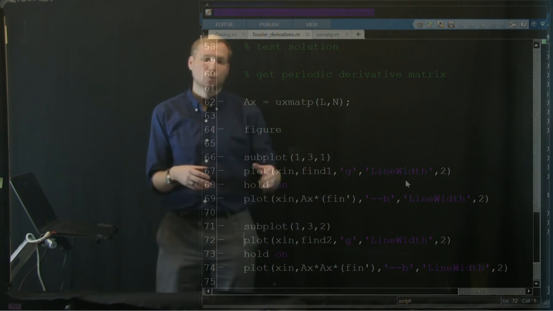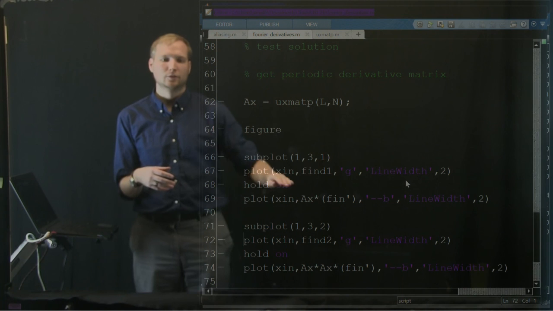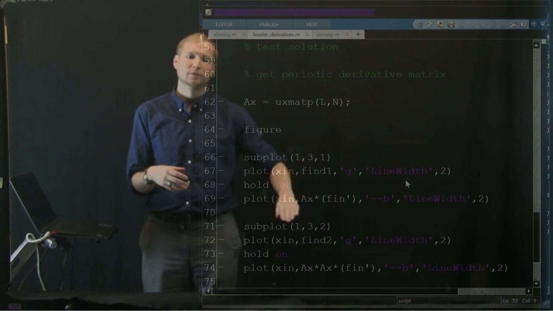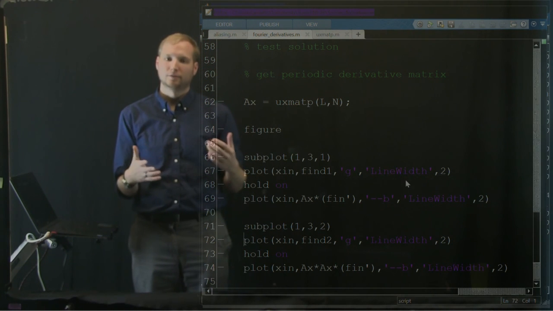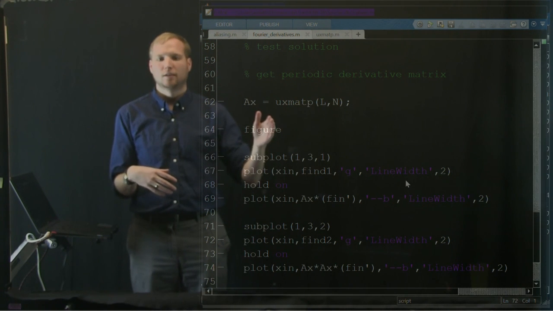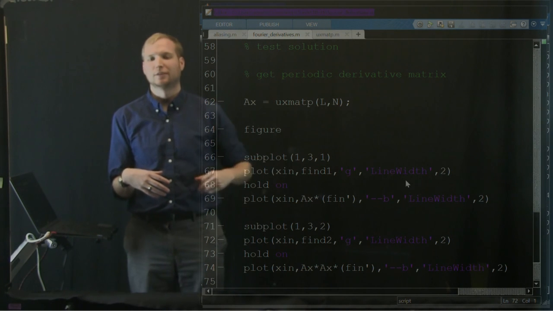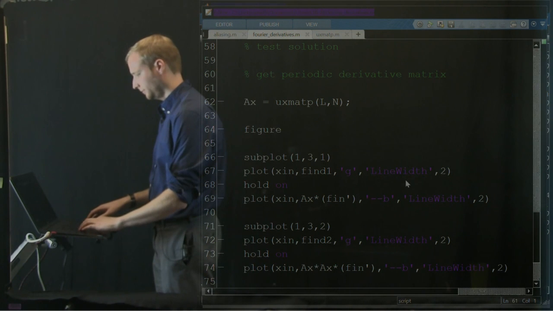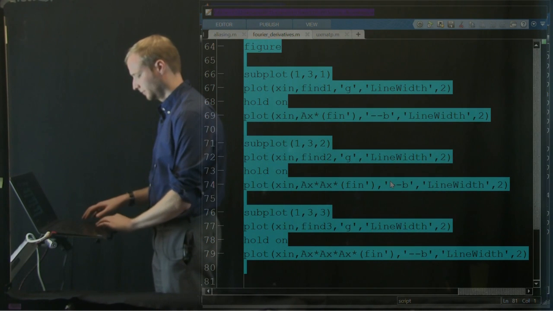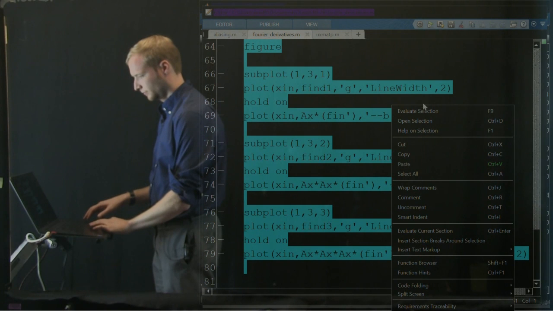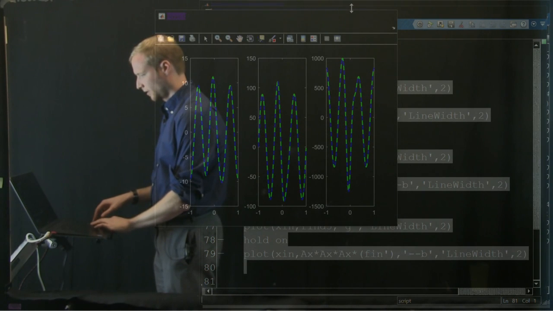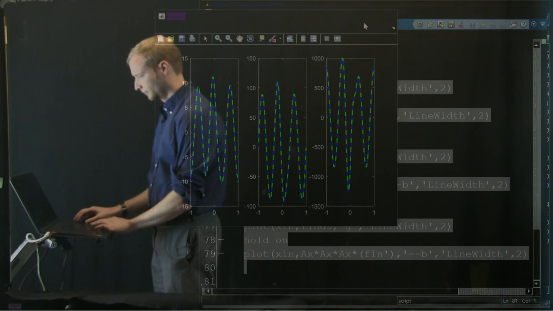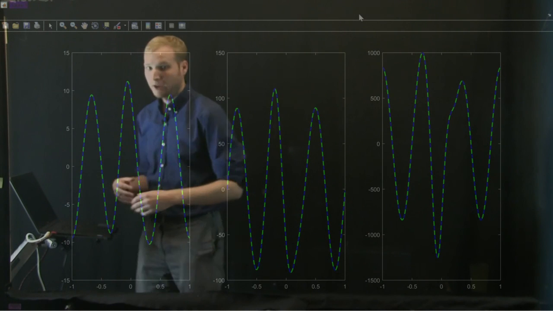Then we're going to plot the derivatives that we computed using Fourier series, and then compute the derivatives that you would get using finite differences. We're going to plot each of these for the first, second, and third derivative. Okay, and this is the result.